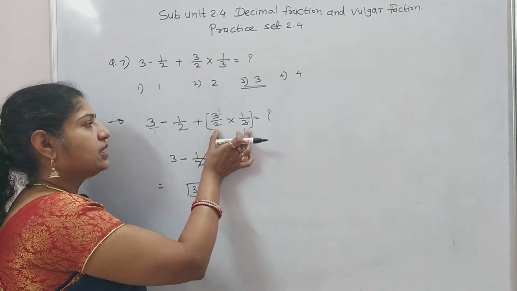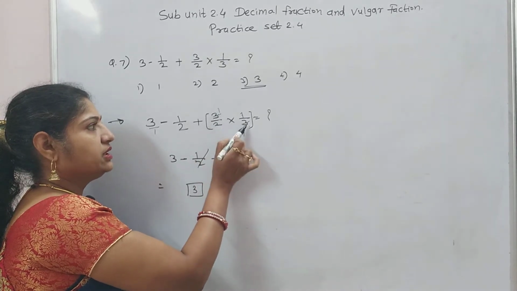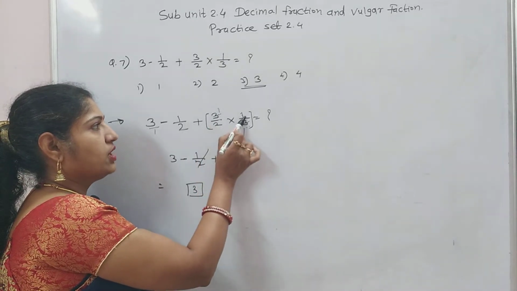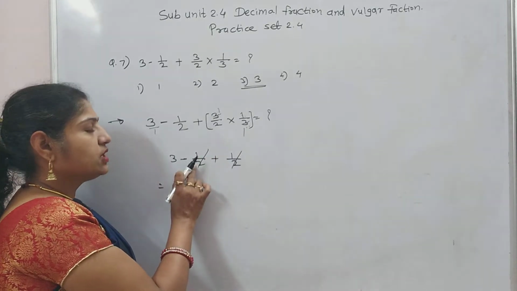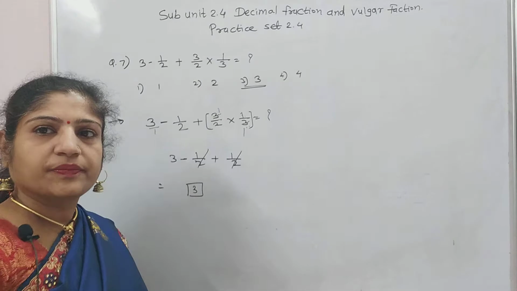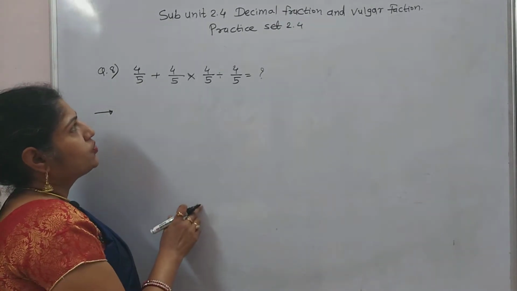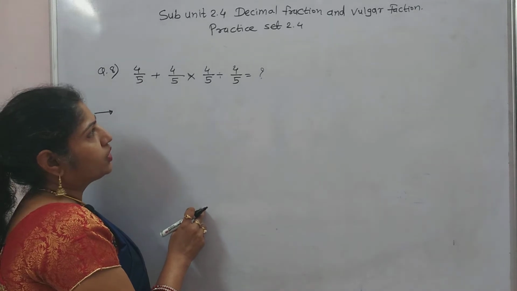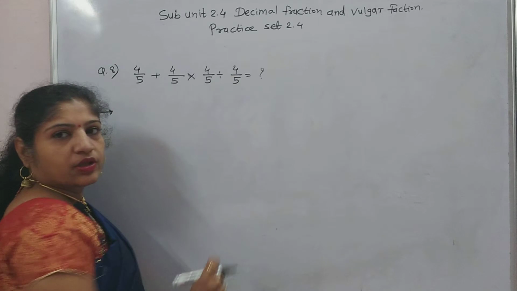First do the multiplication. Numerator, denominator, 3 ones are 3, 3 ones are 3. Now 1, 1, 1. 2 into 1, 2. 1 half minus 1 half cut. Answer is 3. Next question is 4 upon 5 plus 4 upon 5 into 4 upon 5 divided by 4 upon 5.